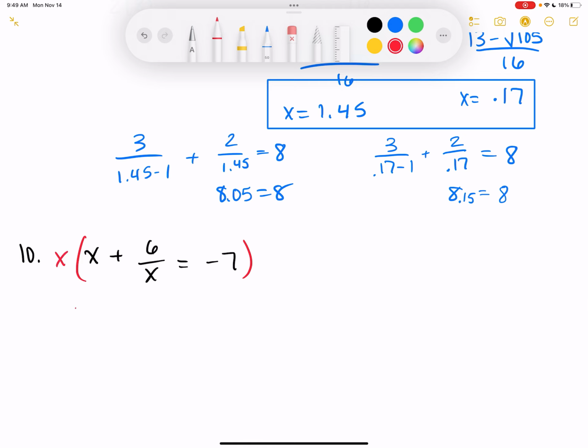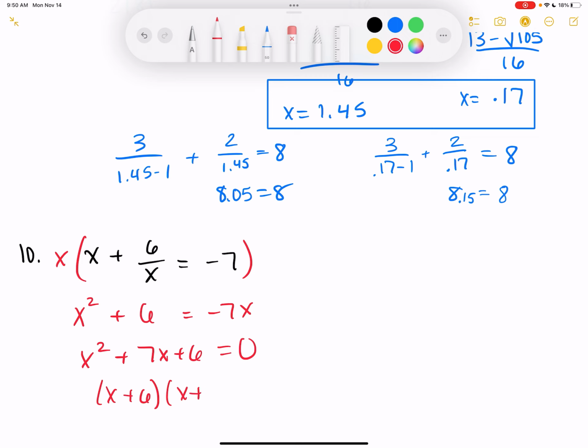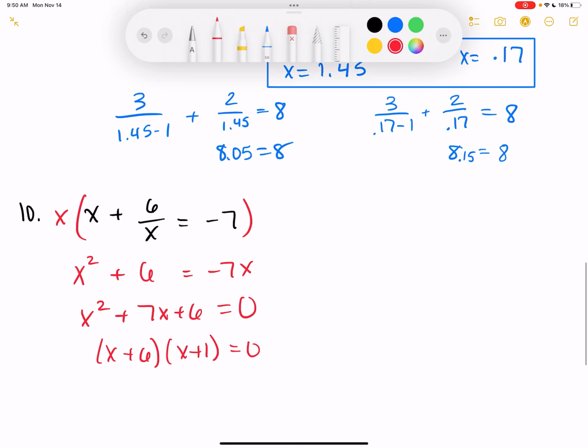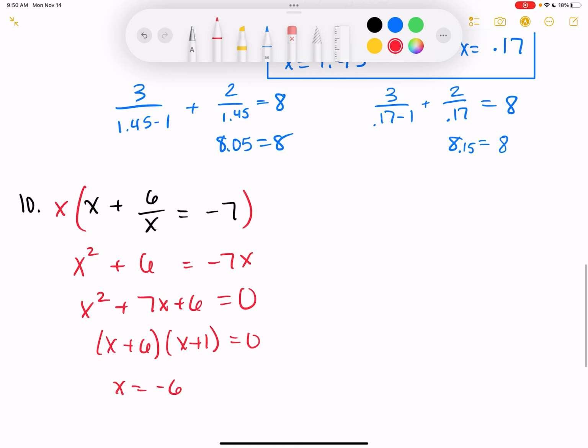So x squared plus 6x equals negative 7x. Or wait, sorry, that's just plus 6, not 6x. The x is canceled. So then move it over and get it in the right order. x squared plus 7x plus 6 equals 0. Factors for this one: 6 and 1. So (x plus 6)(x plus 1). So x equals -6, x equals -1.